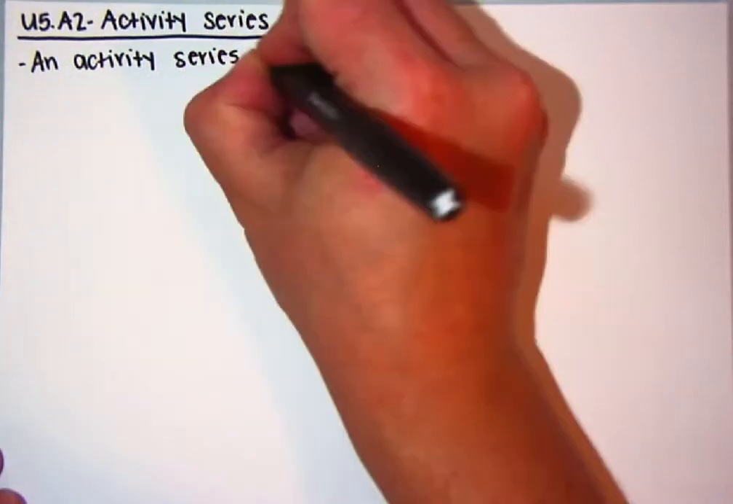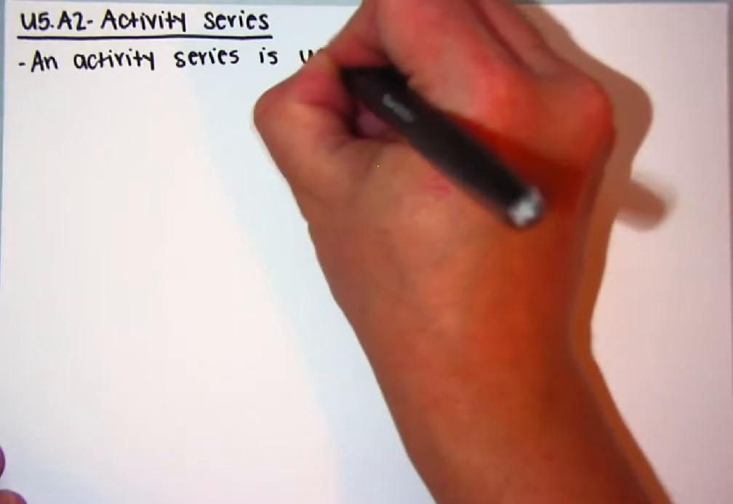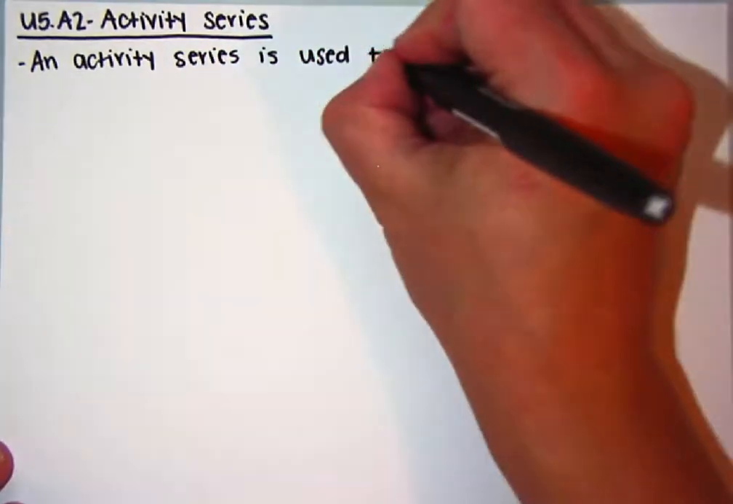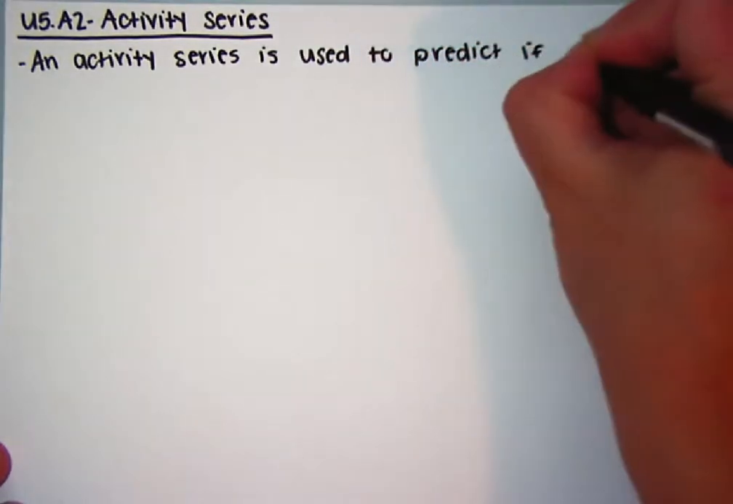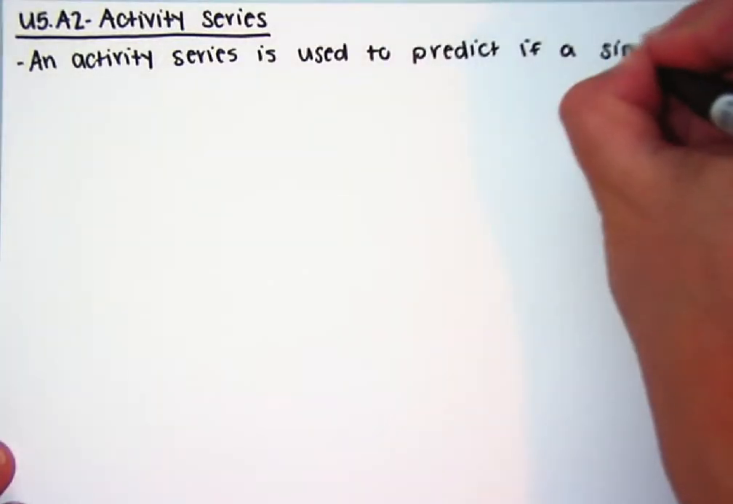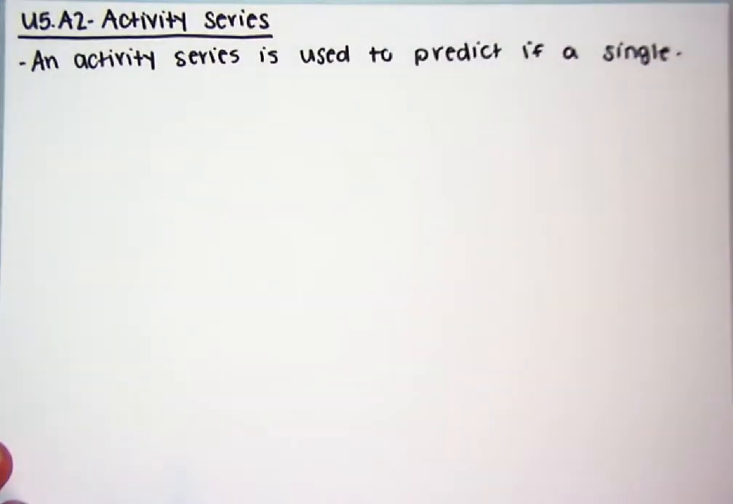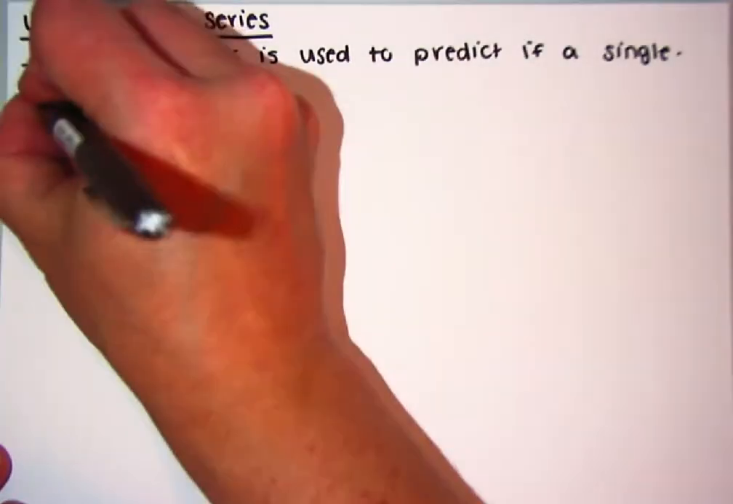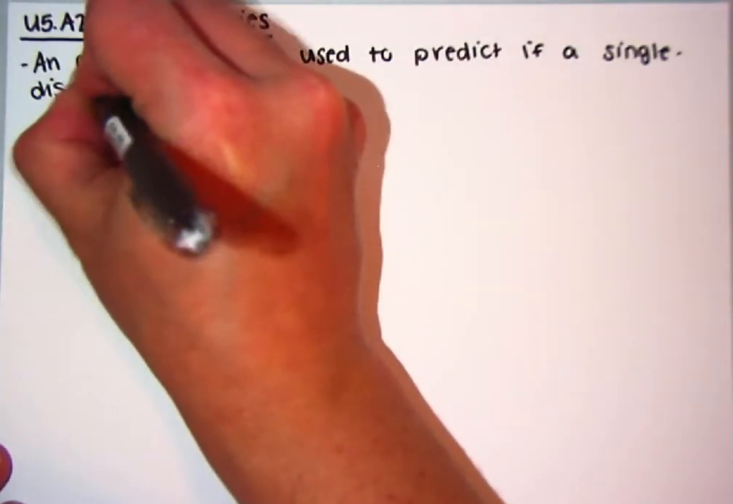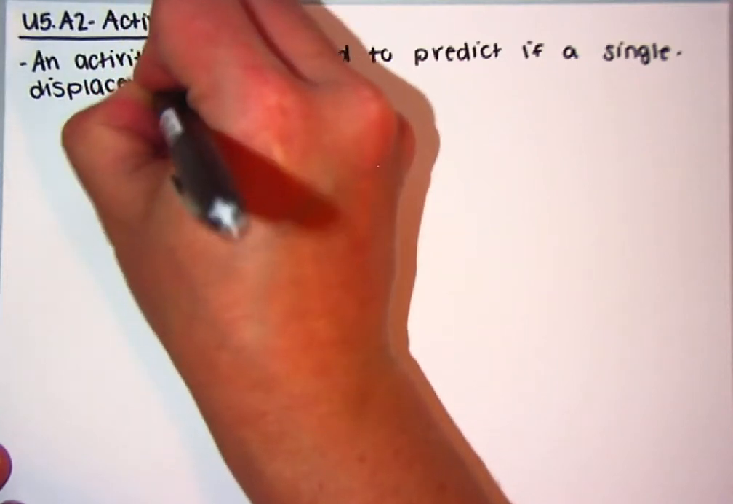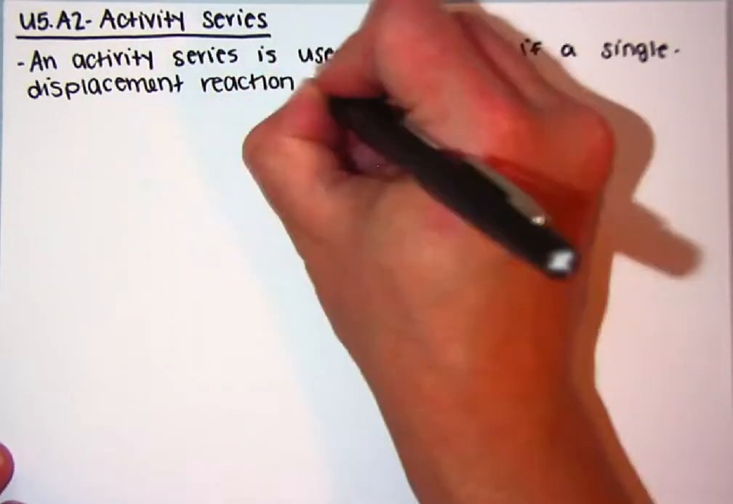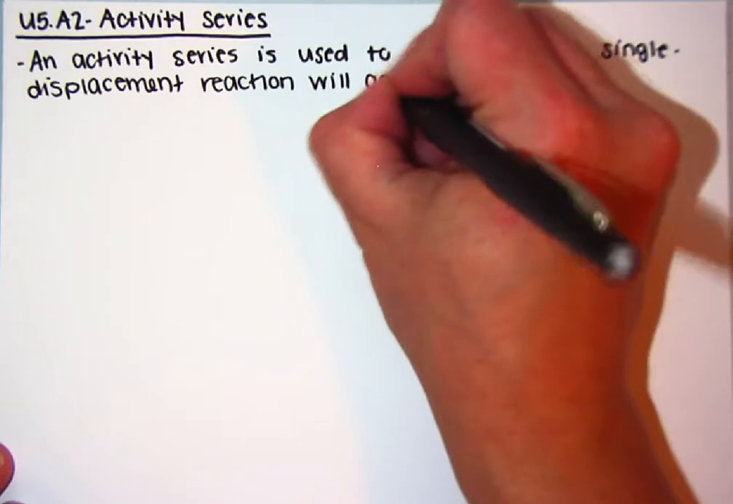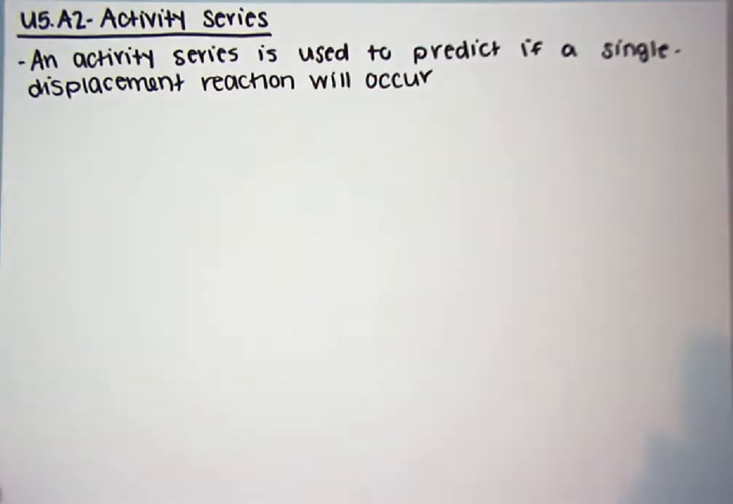An activity series is used to predict if a single displacement reaction will occur.